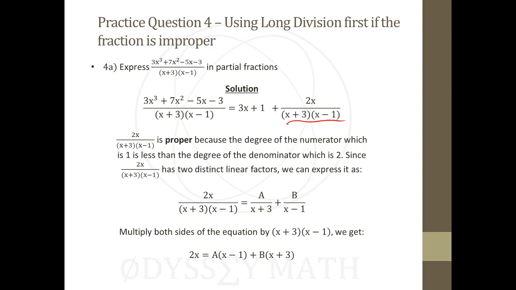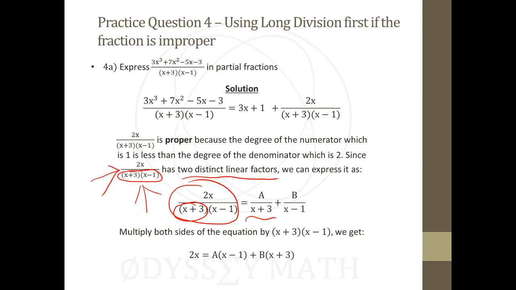This fraction is proper because the degree of the numerator, which is 1, is less than the degree of the denominator, which is 2. We can see that for 2x divided by (x + 3)(x − 1), the denominator has 2 distinct linear factors. Therefore, we can express this fraction into its partial fractions: capital A over the linear factor x + 3 plus capital B over the linear factor x − 1.